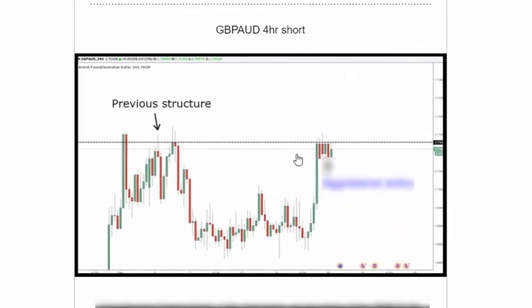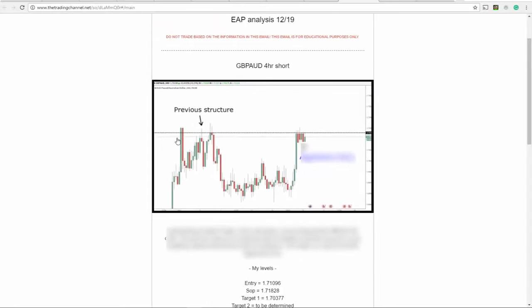We were looking at the pound Aussie as a shorting opportunity. And as you can see, we had pointed out a key level of structure here. And I also gave traders my entry, my stop, and my first target for this trade. So let's take a look at the pound Aussie and see how this analysis paid off.